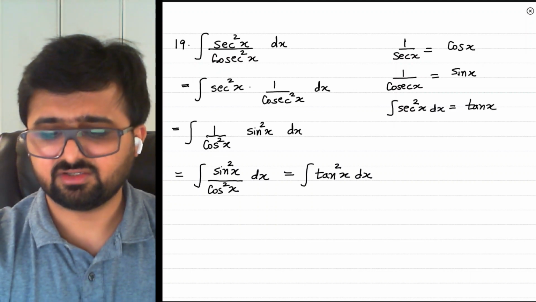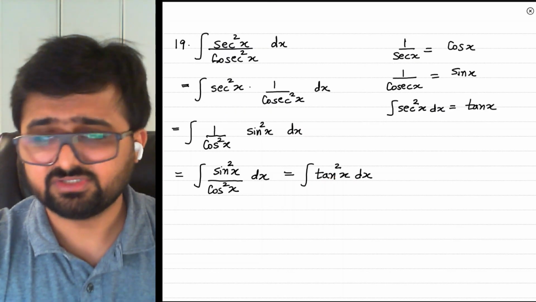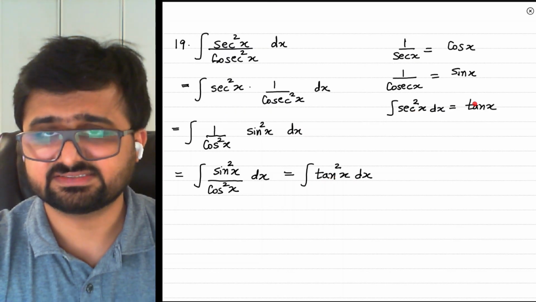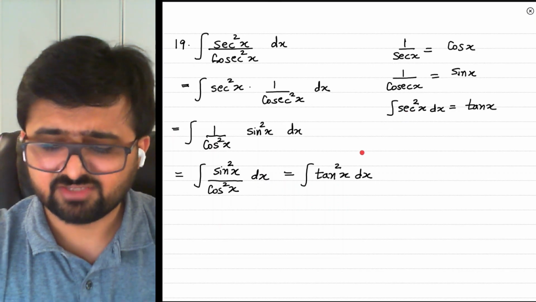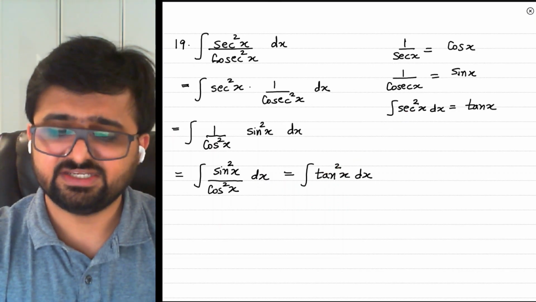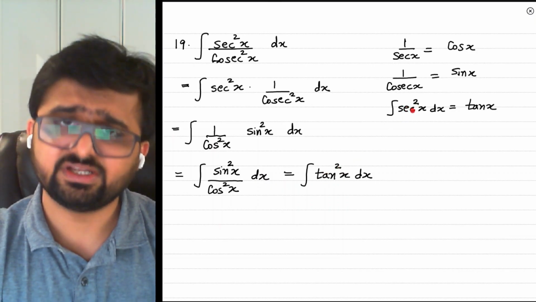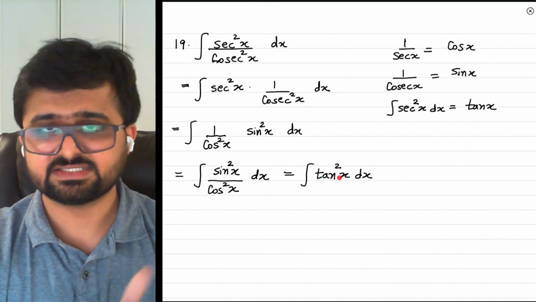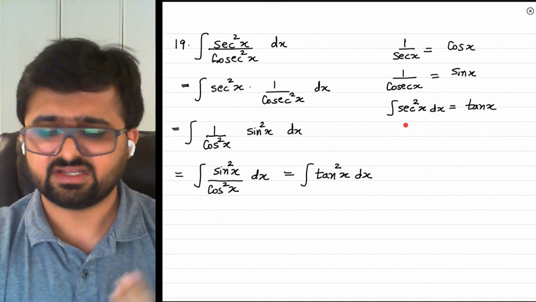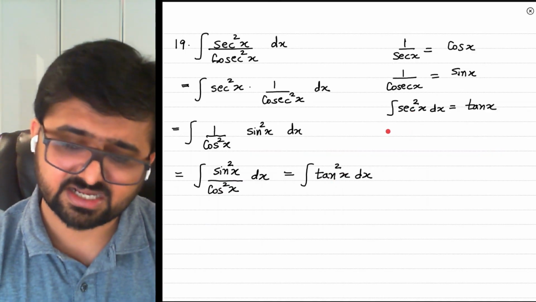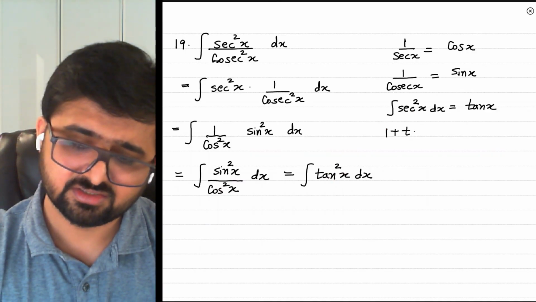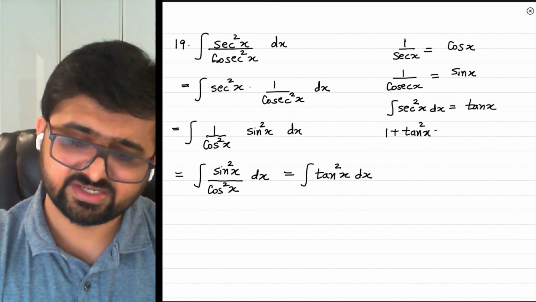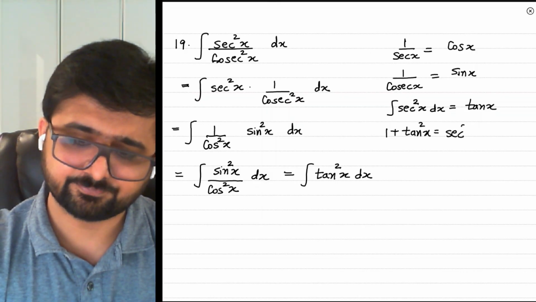We don't know the integral of tan square x, but we know that integral of sec square x is tan x. So can we convert this tan square x into sec square x? Because we know the integral of sec square x. So it is the best idea to convert that tan square x into sec square x. And how can we do that? We can use the identity. We know that 1 plus tan square x is nothing but sec square x.